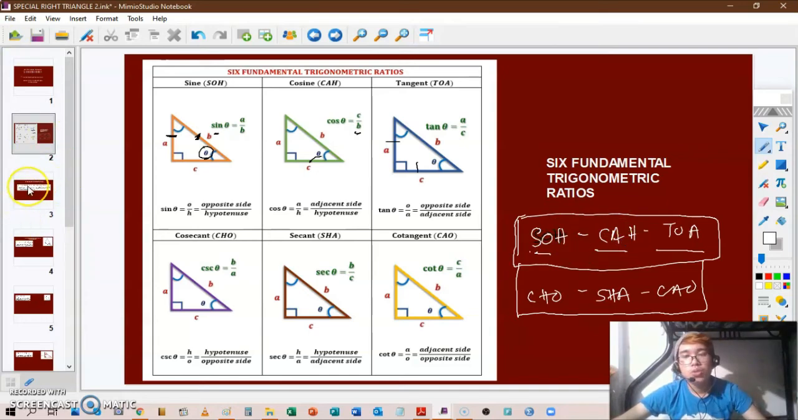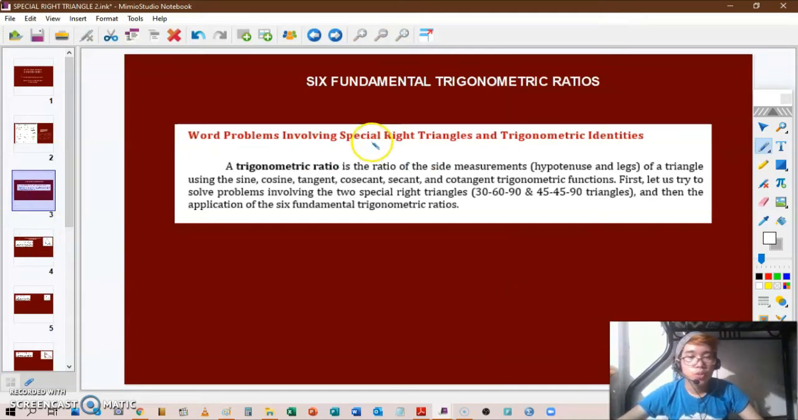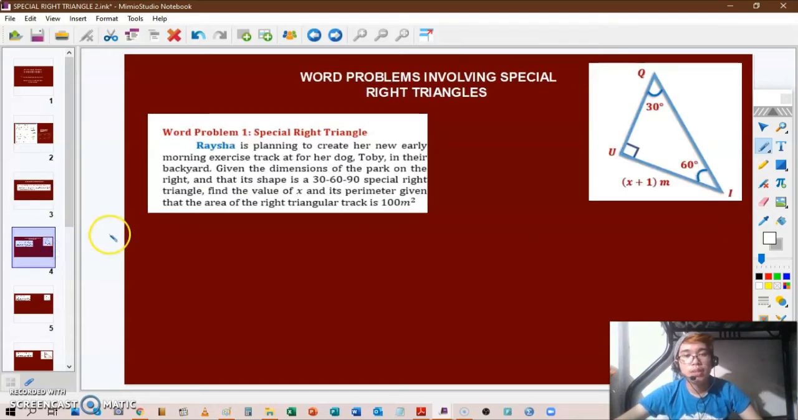Okay, so let's try to apply this, the three main and the three inverse trigonometric ratios, so SOHCAHTOA and CHOSHACAO. A trigonometric ratio is the ratio of the side measurements of the hypotenuse and legs of a triangle using the sine, cosine, tangent, cosecant, secant, and cotangent trigonometric functions. So they all came from the 30, 60, 90, and 45, 45, 90 special right triangles. Okay, so let's try this one.